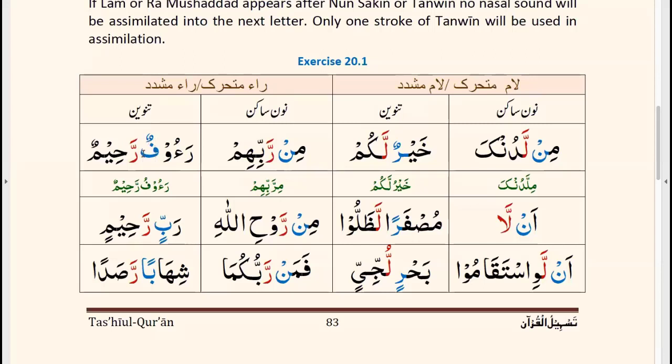Now here again we have ra mushaddad, and before the ra mushaddad we have the fa carrying a tanween. The rule says that we should only be reading the one damma. We should be ignoring the other damma. So ra'ufurrahimun. Okay, let's have a student come to the mic.